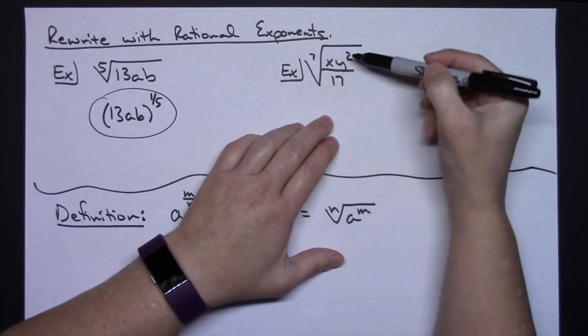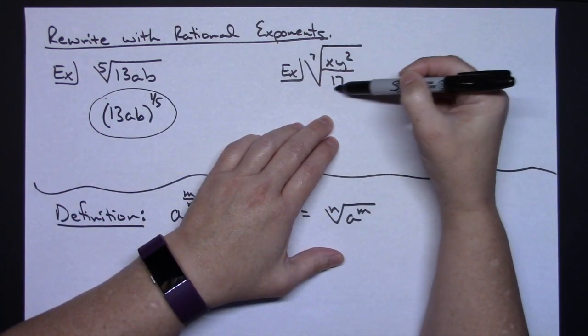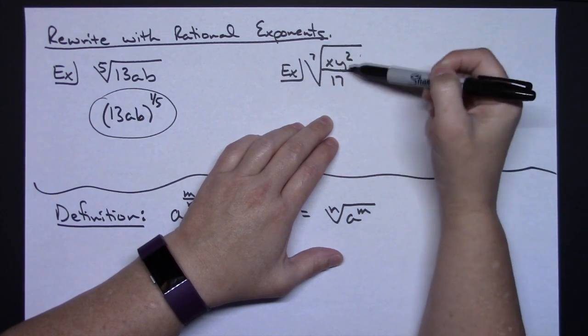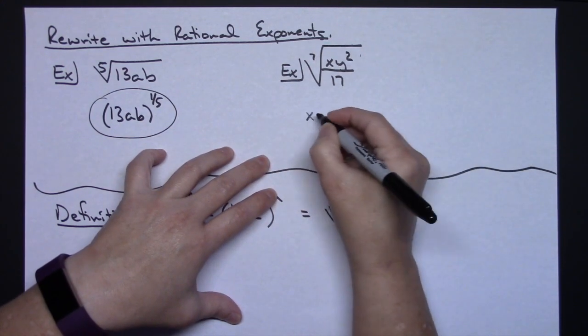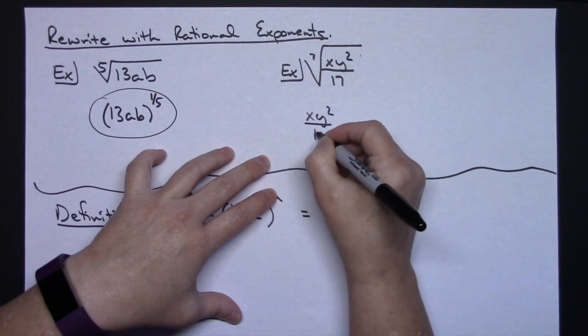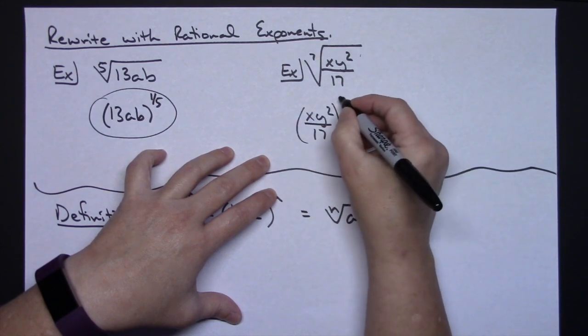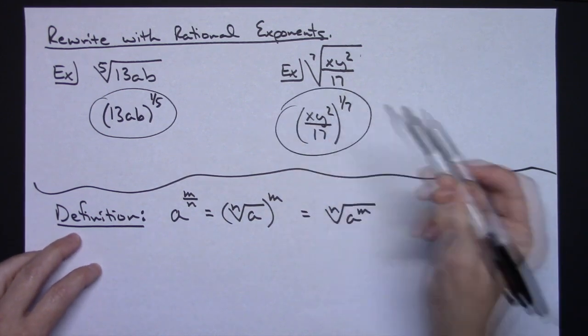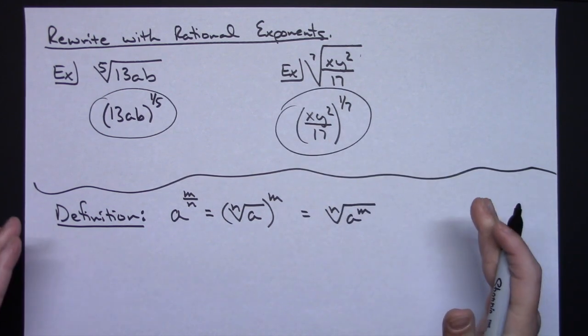And then same thing over here. This entire thing right here is raised to the first power. It's the 7th root. So since that's the entire base, I would write x y squared over 17 raised to the 1/7 power. So that's implementing that first rule both directions.